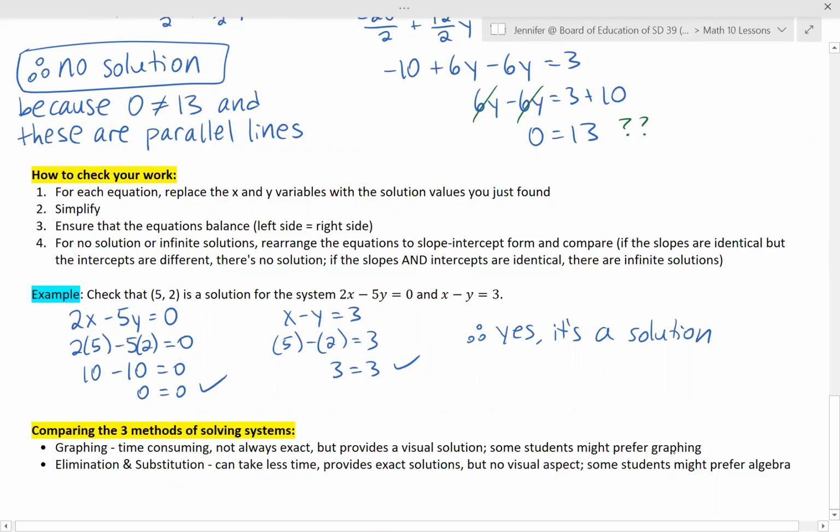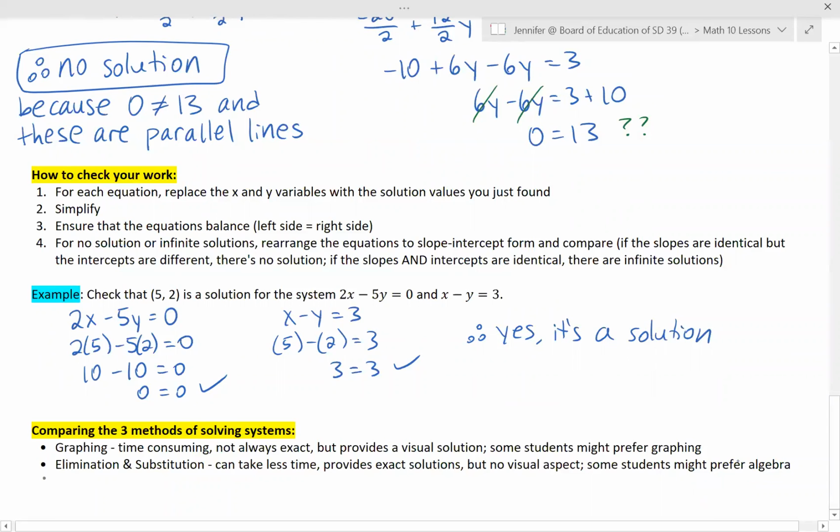For the algebraic methods, elimination and substitution, some pros are that they can take less time and they do provide exact solutions. So you don't have to estimate anything. But a con is that there's no visual aspect to it, and some students might benefit from that. They might prefer graphing, or maybe they just aren't really a fan of algebra, so they don't work as well with elimination and substitution. But on the other hand, some people might prefer algebra over graphing way more, so then these methods are the ones that they prefer.